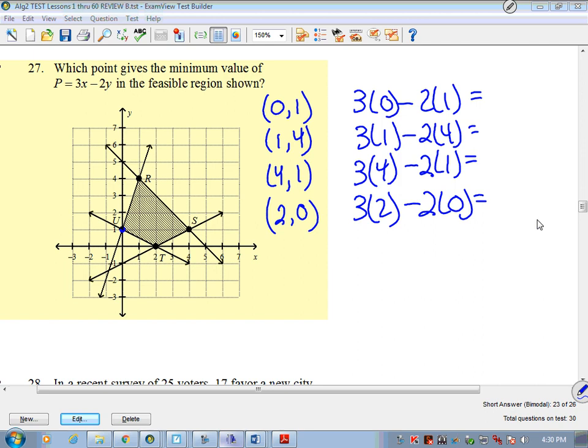Okay, so 3 times 0 is 0, minus 2 times 1 is really negative 2. 3 times 1 is 3, minus 2 times 4. Well, that's really 3 minus 8, which is negative 5. 3 times 4 is 12, minus 2 times 1. So that's really 12 minus 2, which is positive 10. And 3 times 2 is 6, minus 2 times 0, which is 0. So I really just get 6 there. So 1, 4 comes down as my smallest number, or the minimum value for my feasible region. So 1, 4 is our answer there.